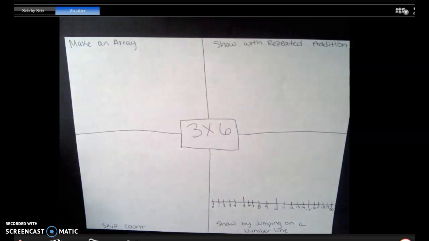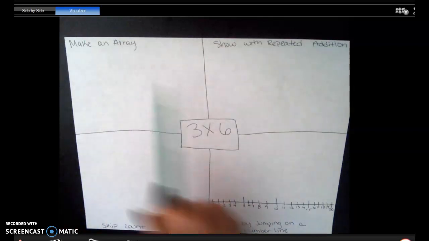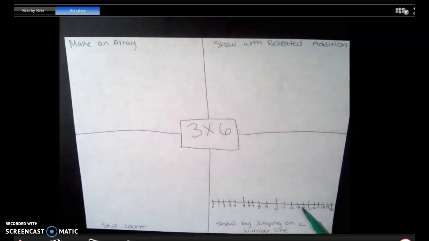Okay, boys and girls, now we are going to represent the equation 3 times 6 by making an array, showing it with repeated addition, by skip counting, and also by jumping on a number line. So we are going to start with our array.